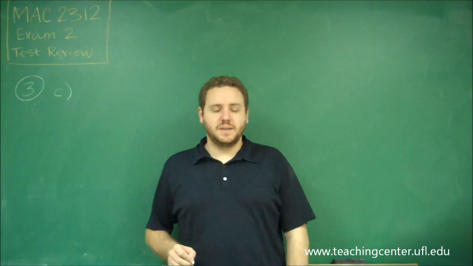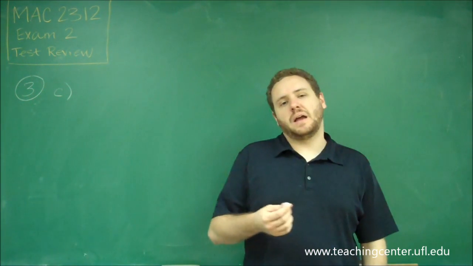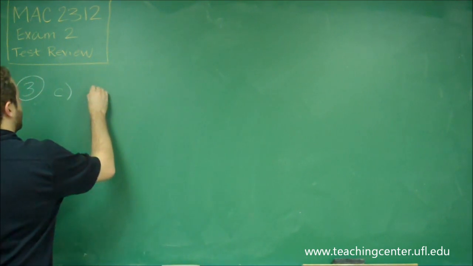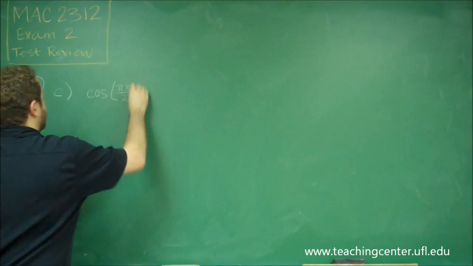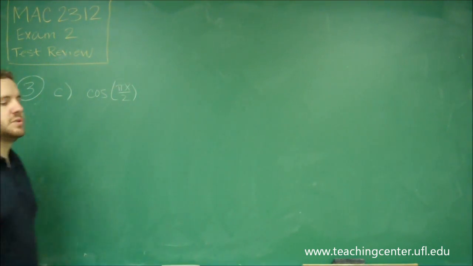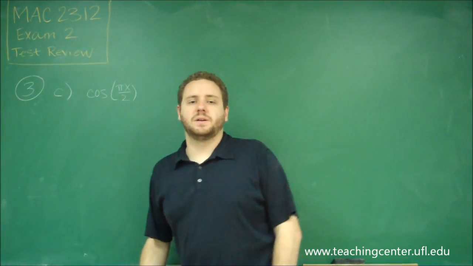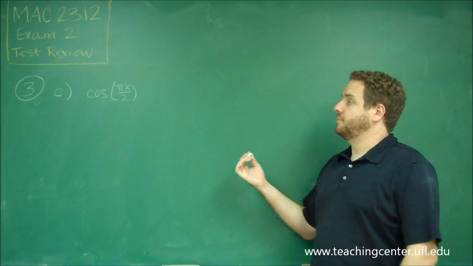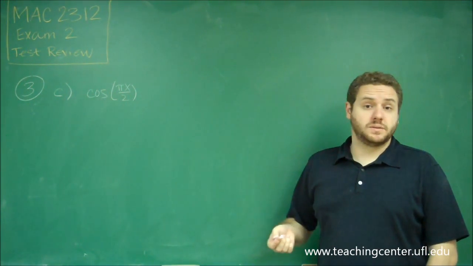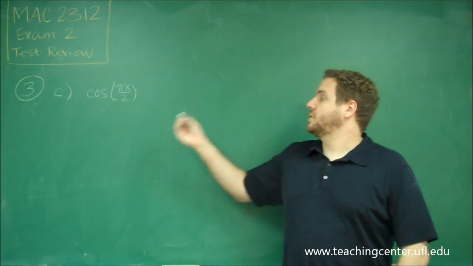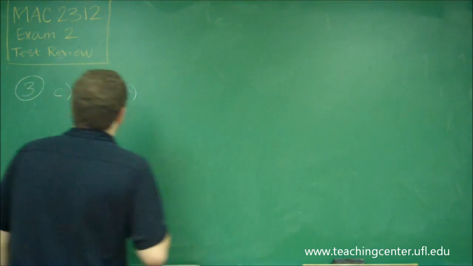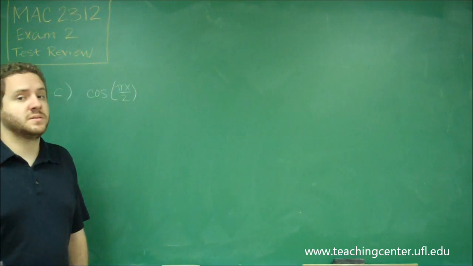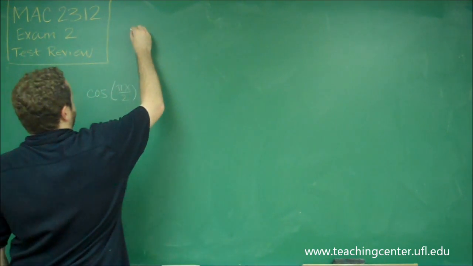Okay, for number 3C, this one's going to be even a little bit simpler. We have cosine of pi x over 2. There's no derivatives or integrals to be taken here because we know the series form of cosine already. This one is just an exercise in making sure you write out your series correctly, because pi x over 2 is going to give you a lot of things to powers in your series formula.